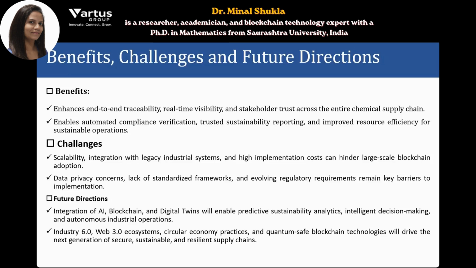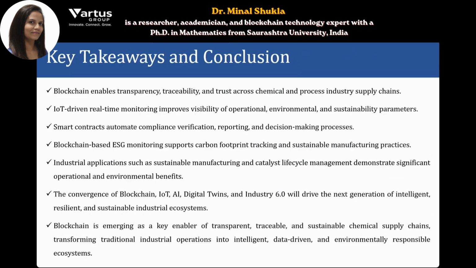Future direction: integration of AI, blockchain, and digital twin will enable predictive sustainability analytics, intelligent decision-making, and autonomous industrial operation. Industry 6.0, the Web 3.0 ecosystem, circular economy practices, and quantum-safe blockchain technology will drive the next generation of secure, sustainable, and resilient supply chains. So, key takeaways and conclusions.